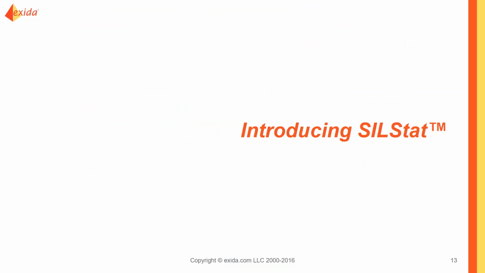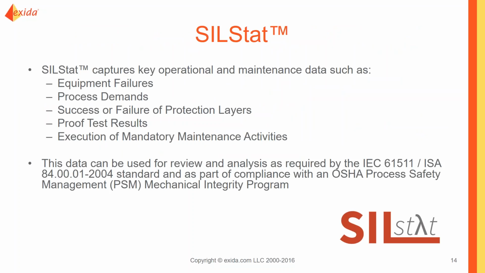This is where SILStat can help you. SILStat captures key operational and maintenance data such as your equipment failures, process demands, failure of your IPLs. It keeps track of your proof test results and your mandatory maintenance activities. This data can be used for review and analysis as required by the safety standards. This tool has been on the market for a while. We have done some pilot projects with it, and it is used at locations around the world, which is very exciting. It allows our customers to bring the safety life cycle full circle.